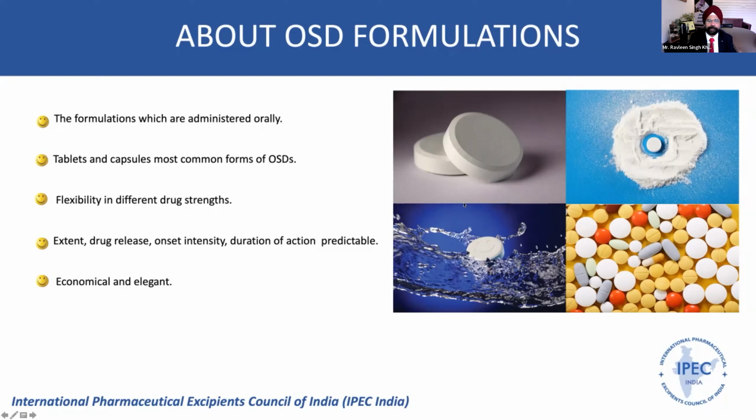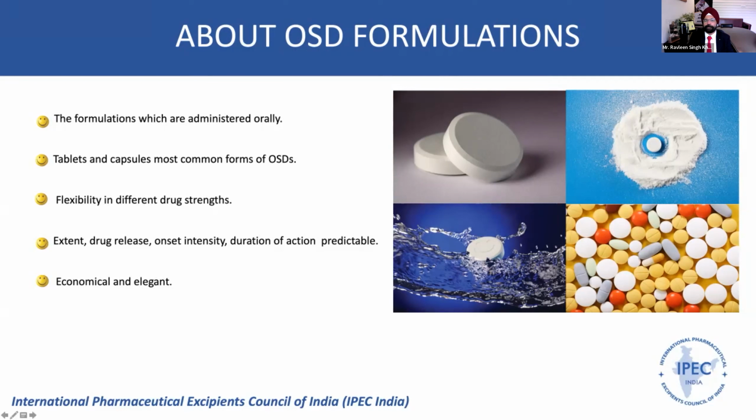If you look at the OSD formulations, they are the formulations which are administered orally. Tablets and capsules are the most common form of OSDs. There is flexibility in different strengths. Making a tablet, you can make it with a 10 milligram dose, you can go up to 800 milligram or 1 gram. Then the drug release can be controlled, the onset, intensity, duration of action. You can have retarded release, timed release, immediate release, you can have ODTs. And most important, it is an economical and elegant dosage form. So this is the most commonly used dosage form.